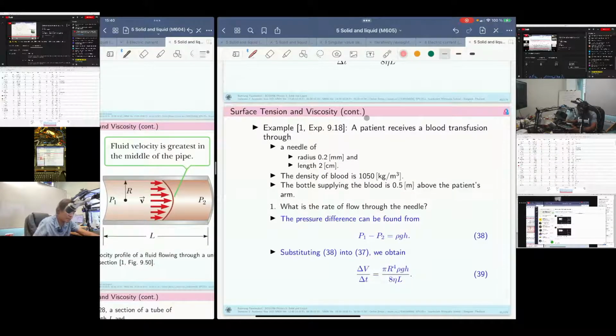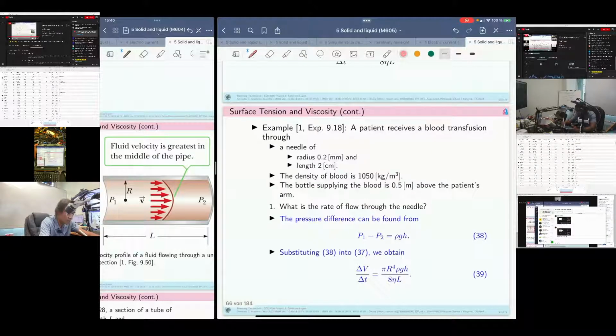We have a patient who receives a blood transfusion. He needs to change his blood in the whole body by plugging a needle into his skin. The needle has a radius of 0.2 millimeter, and the length is 2 centimeters. So the needle is somehow like this. It's a kind of cylinder with radius R of 0.2 millimeter, and the length here is 2 centimeter.